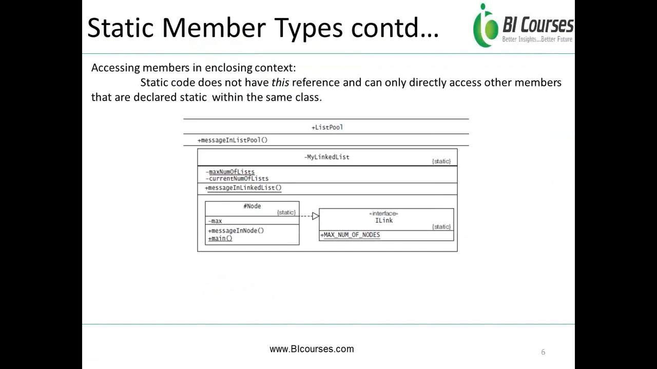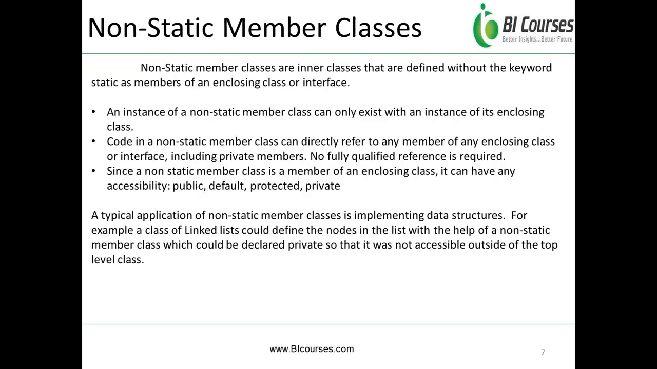So, accessing members in the enclosing context. If you look here, in the list pool class we have my linked list, and it has the maximum number of lists, the created number of lists, and the node class and iLink interface within the my linked list class. Okay, so this is the class hierarchy, and this is how these classes are accessing their enclosing context variables.